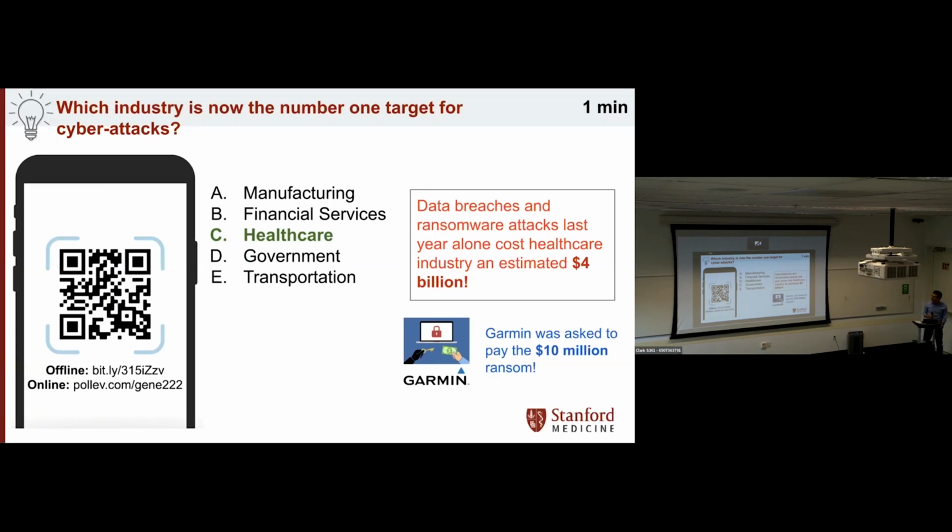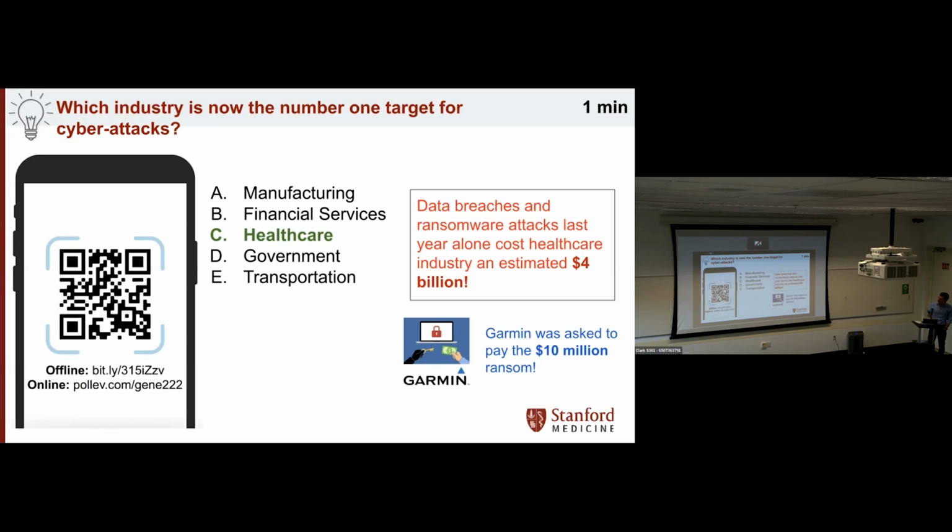Data breaches and ransom attacks last year alone cost the healthcare industry an estimated $4 billion only for ransom attacks. One of the examples is Garmin. If by any chance you had a Garmin watch, you might have noticed that it was not working at all for like 2 weeks because they didn't have access to any data.